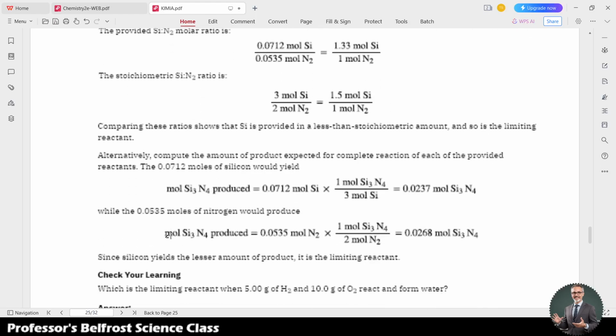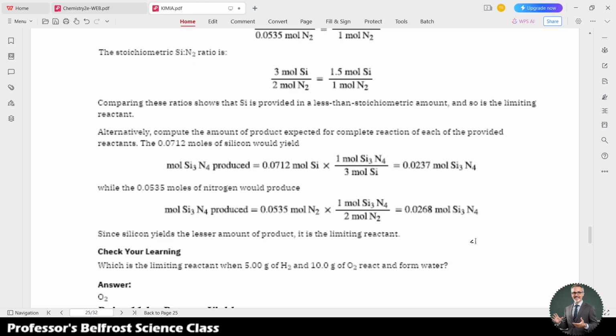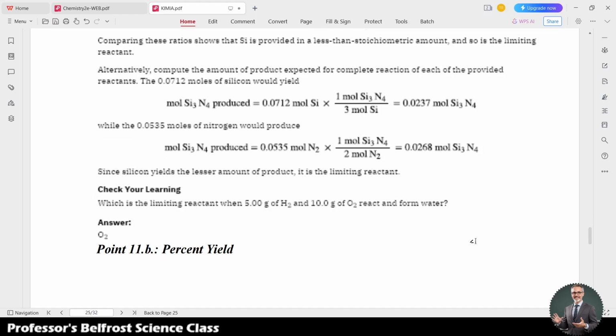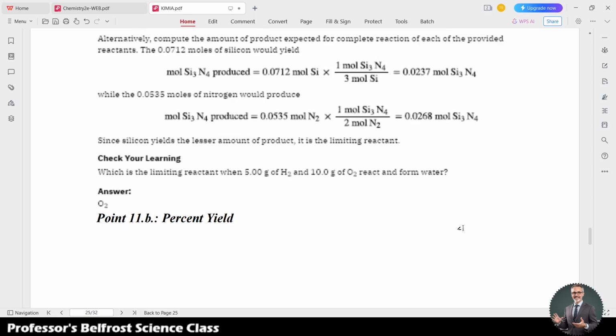Alternatively, we can compute the amount of product expected for complete reaction of each of the provided reactants. So you see here and here, and you see the lesser one, this one, right? So this is the limiting reactant. I want you to check your learning by trying to solve this one.